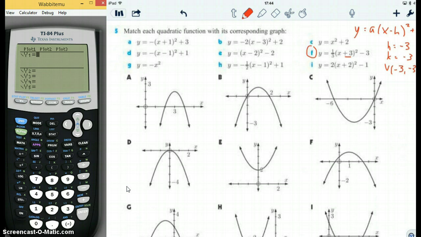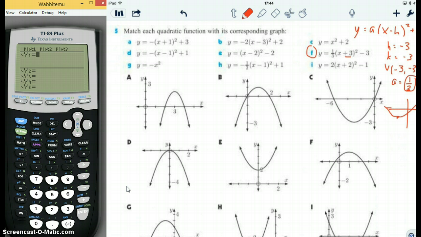Anything else we can tell from this? Well, let's look at the a value. The a value is 1/3. So that means it opens up or down? Well, positive means it opens up, right? And the fact that it's 1/3 means that it opens wide, right? So basically we should have a parabola that's about here at negative 3 comma negative 3, and it opens up wide. So maybe it looks about like that.